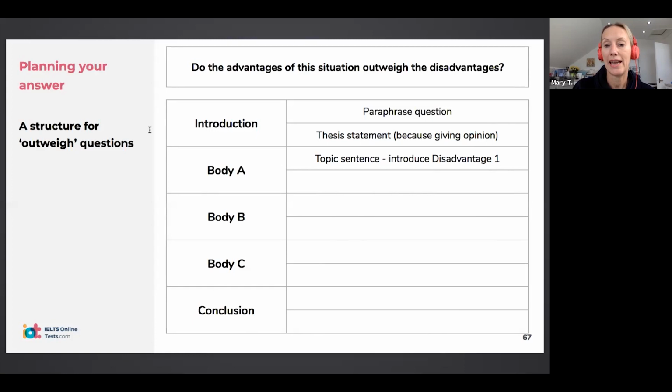And then body A, you would have the topic sentence, which introduces the first disadvantage. And what's the second part of that? Example, that's right. Most of you are getting that. So explain and give an example, that's right. And then body B.